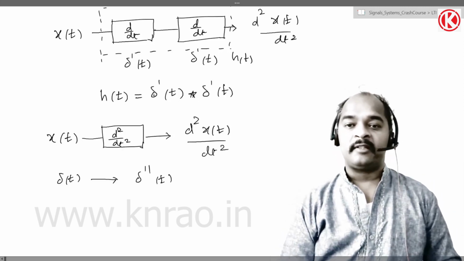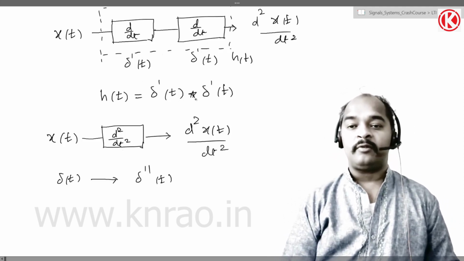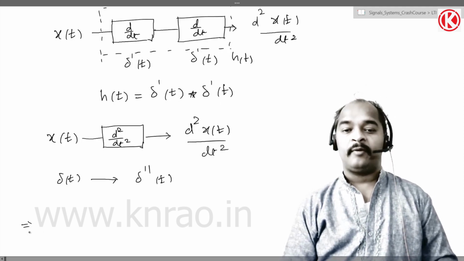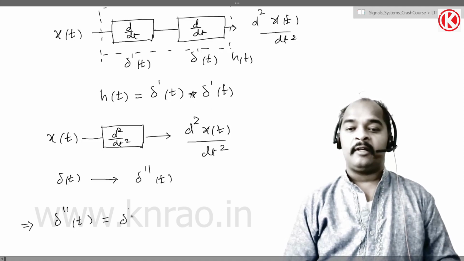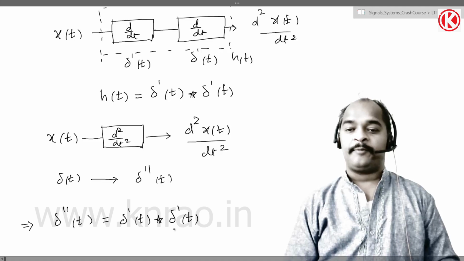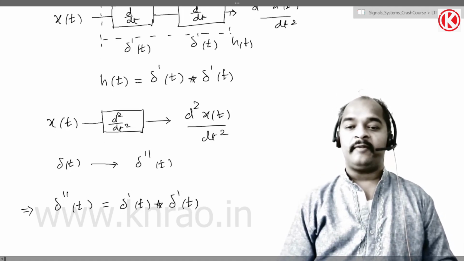But from previous discussion, we have seen that the impulse response of the double derivative operator is also delta dash of t convolved with delta dash of t. So this implies what? Delta double dash of t is the same as delta dash of t convolved with delta dash of t.